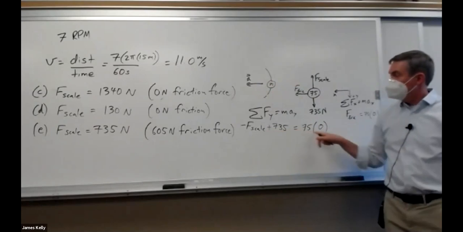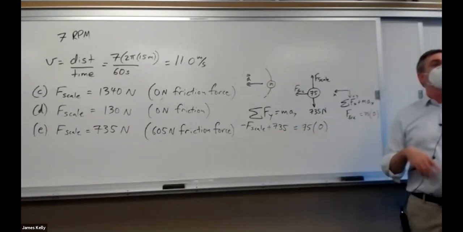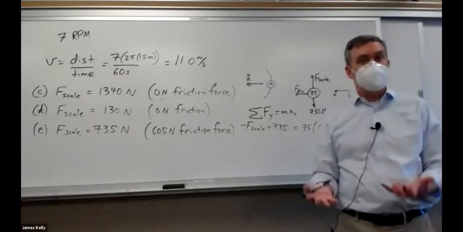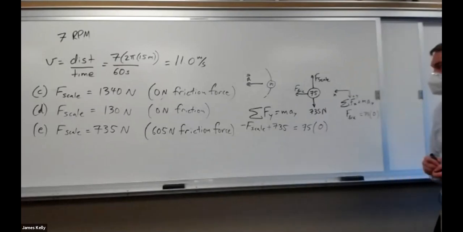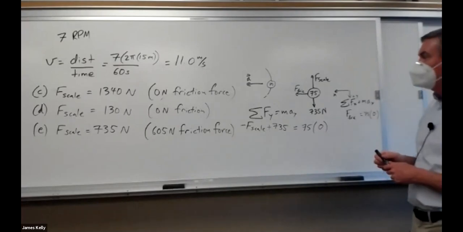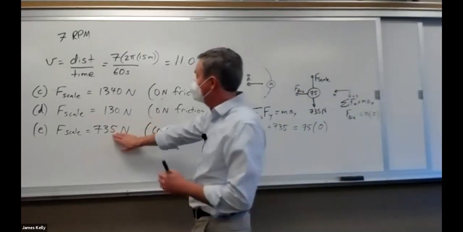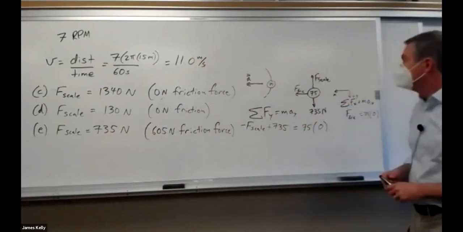And notice when you solve this, that means F scale equals 735. You just have your normal weight in terms of how hard you're pressing down on the scale. You don't feel crushed into the scale or lighter than normal in terms of how you are on the scale. So that's the same as we got up at the very top of this problem.